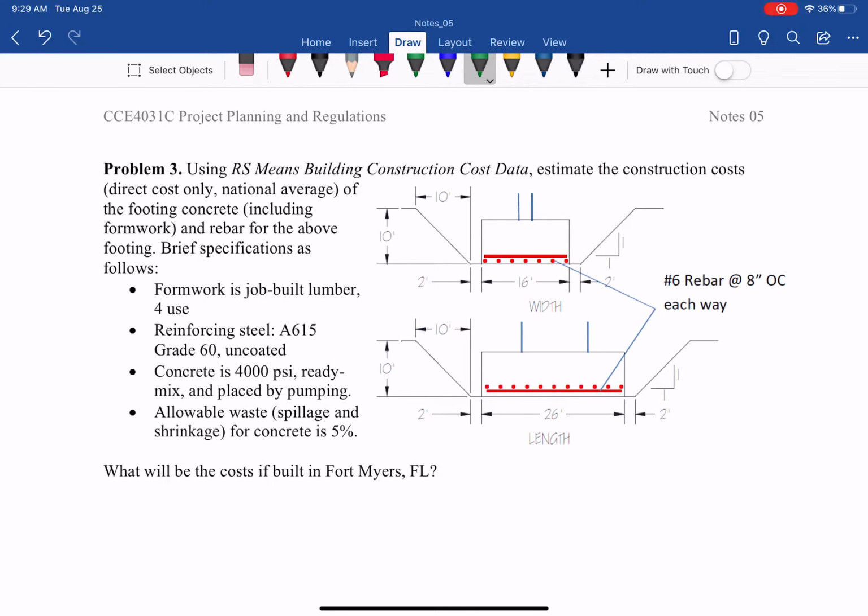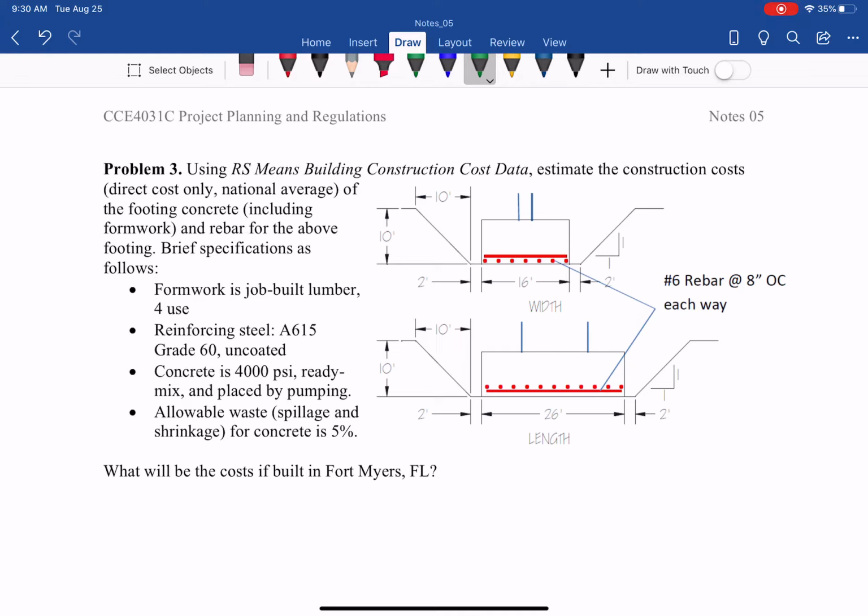And the rebar for the above footing, brief specification as follows. Formwork is built-up lumber. Reinforced concrete is A615 grade 60 uncoated. Concrete is 4000 psi, ready mix, and placed by pumping. So the construction method will also determine the pricing. Allowable waste, spillage and shrinkage for concrete is 5%. What will be the cost if it is built in Fort Myers, Florida?